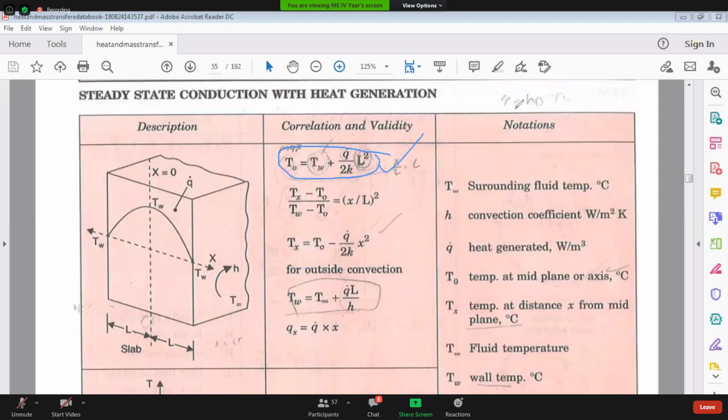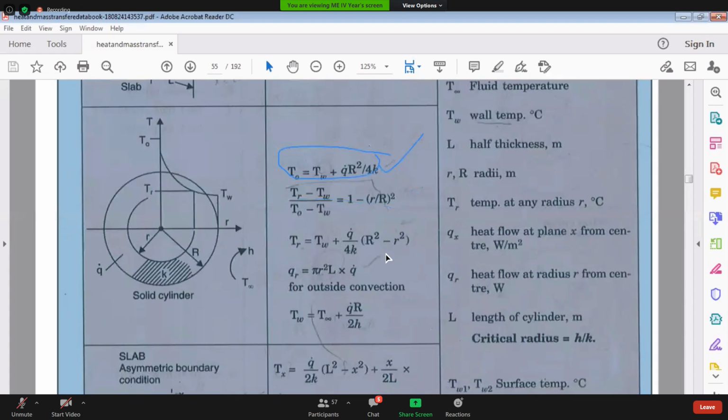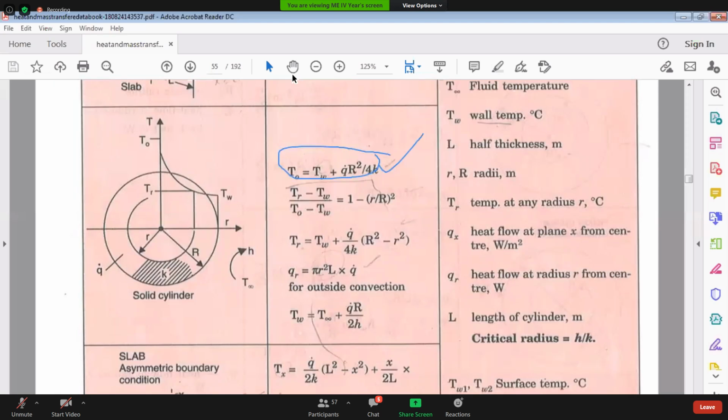Right. So heat source admits with internal heat generation. If you consider, you'll get the equations like this. You will leave the second one. The first one is enough. Second one is for the radial things. Sorry, for idea. First one is the plate with internal heat generation. Second one is the cylindrical coordinates with internal heat generation.